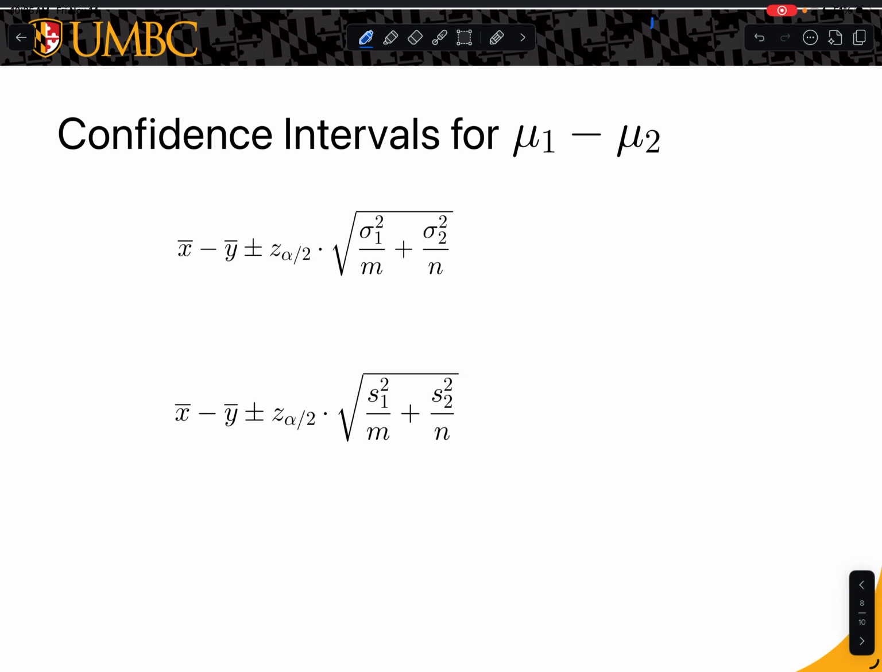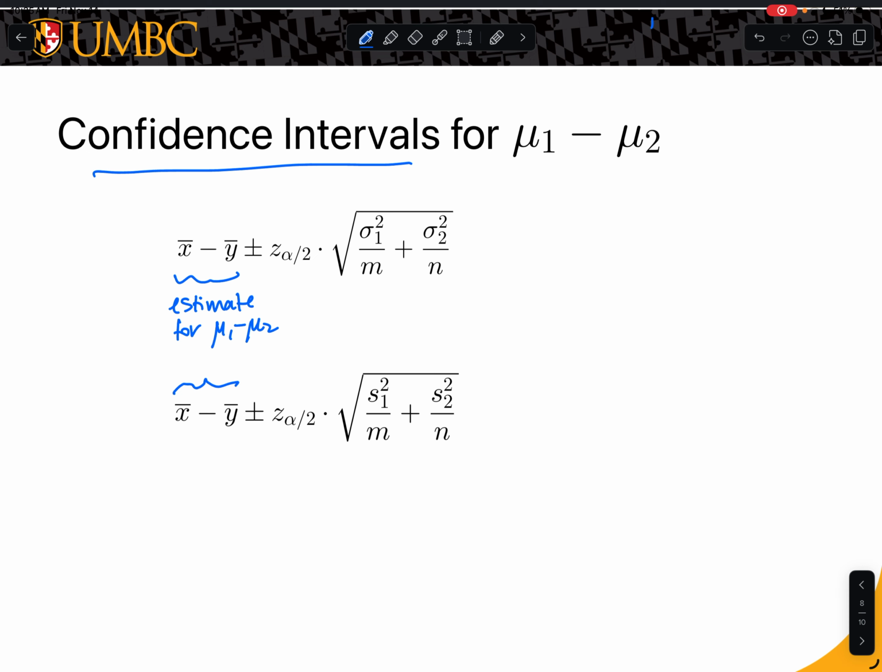The last thing I want to show you for this section is that we have confidence intervals which correspond to the two hypothesis tests that we've already done. So basically, if you take the quantities in those hypothesis tests and you rearrange them, you're going to end up with these two confidence intervals. And in both of them, we have an estimate for mu1 minus mu2. That's what both of them have right there, the x bar minus y bar.